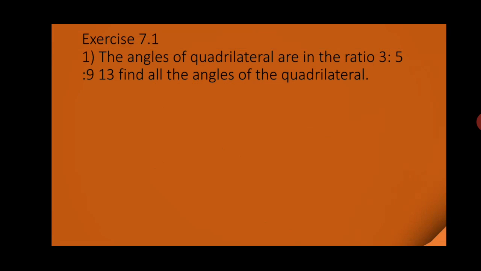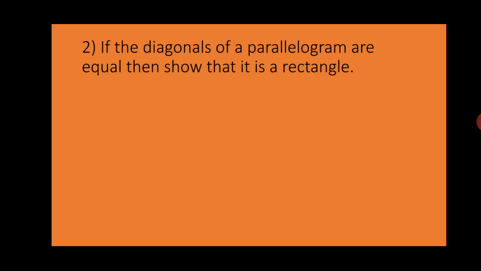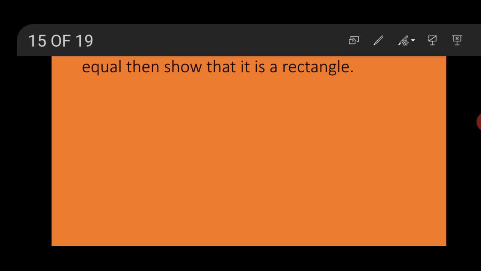Then let us see another problem. Question number 2. If the diagonals of a parallelogram are equal, then show that it is a rectangle. We know the property of a rectangle. What is a rectangle? It's a quadrilateral with each angle measuring 90 degrees, opposite angles are equal, opposite sides are equal and also parallel. So it's given a parallelogram.